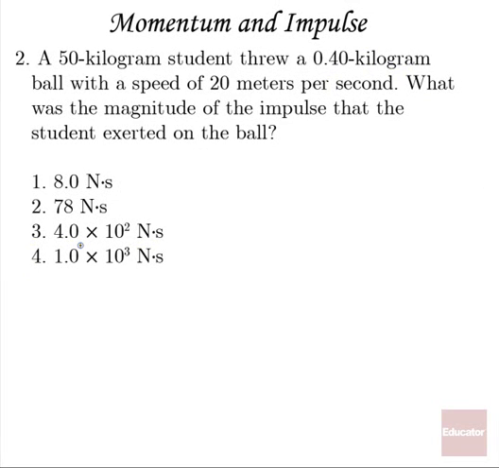Looking at number 2, a 50 kilogram student, M equals 50 kilograms, threw a 0.4 kilogram ball, so the mass of the ball is 0.4 kilograms, with the speed of 20 meters per second. V equals 20 meters per second. What was the magnitude of the impulse that the student exerted on the ball? Oh, so if we're focused on the ball, it started at rest. V initial must have been 0 meters per second. We want to know impulse.